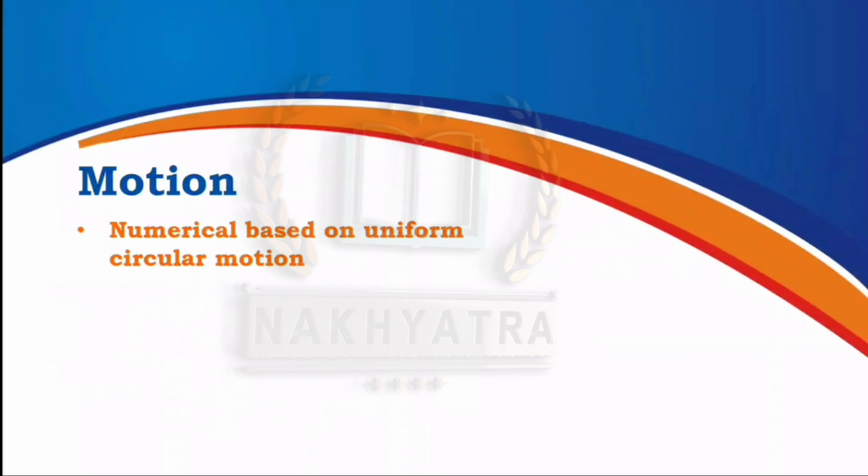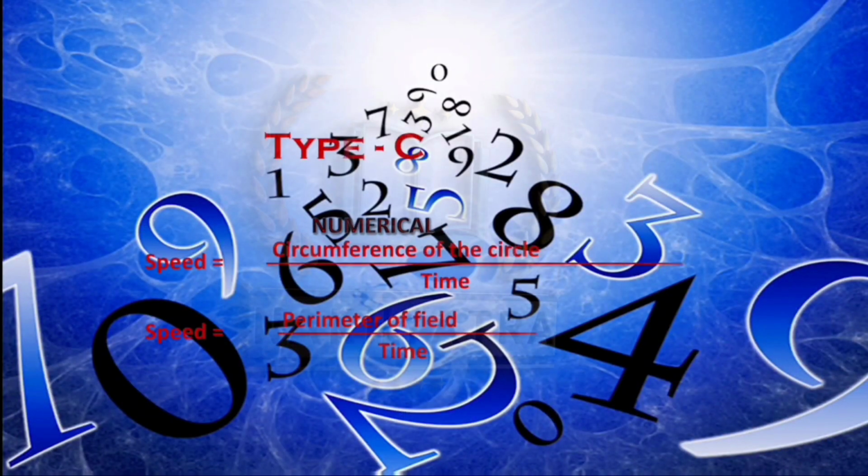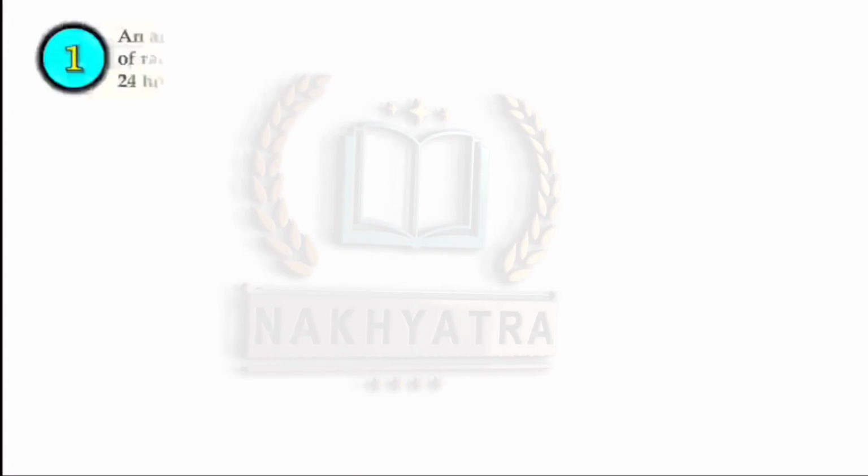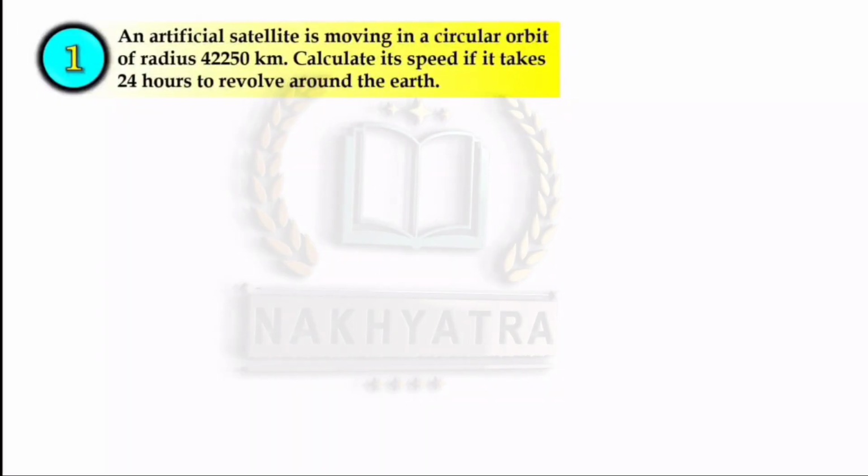Clear everyone? And now we will be solving few numericals based on uniform circular motion. So these numericals are of type C, and the formulas we will be using are speed equal to circumference of the circle by time, and speed equal to perimeter of field by time. So now see question number 1. An artificial satellite is moving in a circular orbit of radius 42,250 km. Calculate its speed if it takes 24 hours to revolve around the earth.